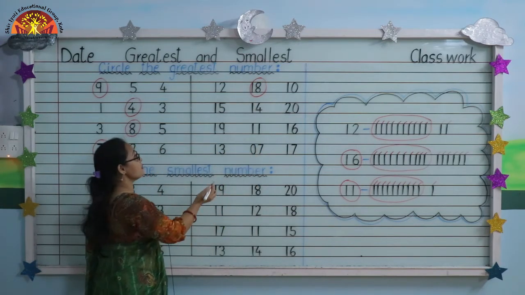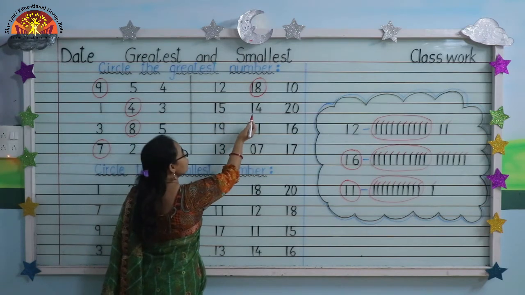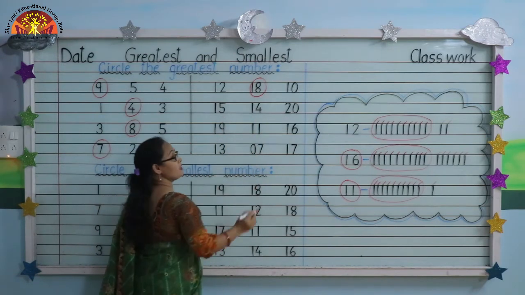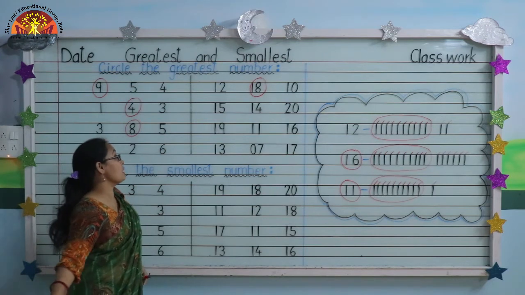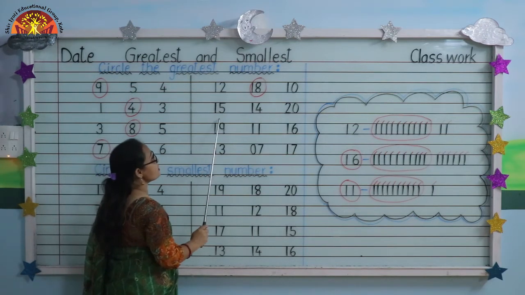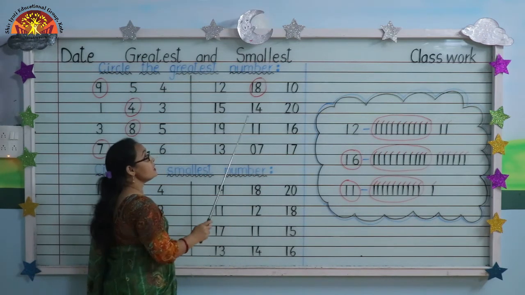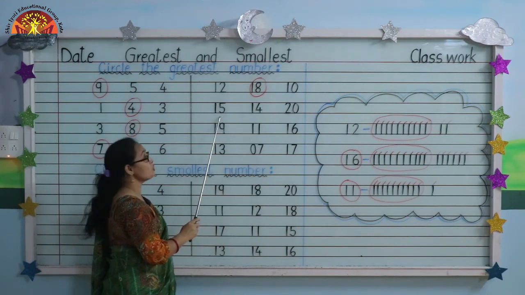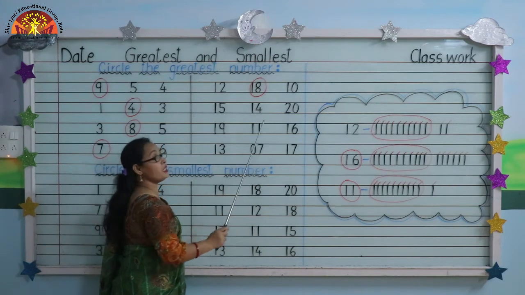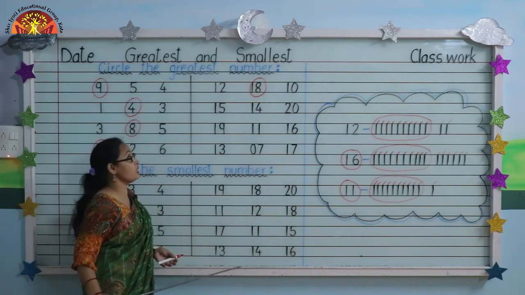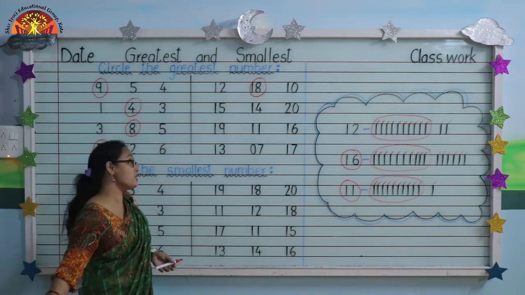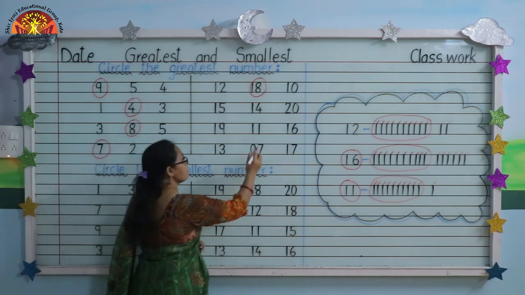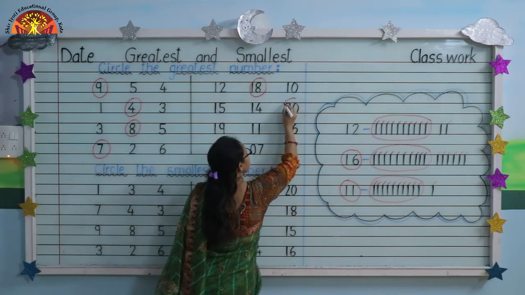Now given numbers are 15, 14, 20. Kids, now you tell me which is the greatest number over here. Is it 14? No. Is it 15? No. Is it 20? Yes. Very good, kids. Circle the greatest number like this.